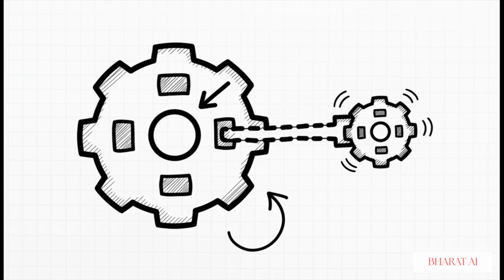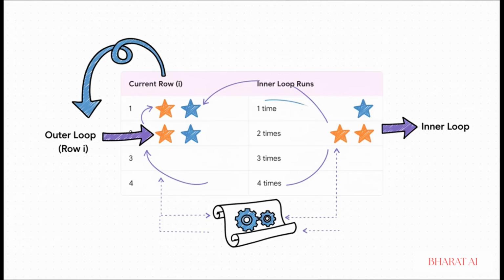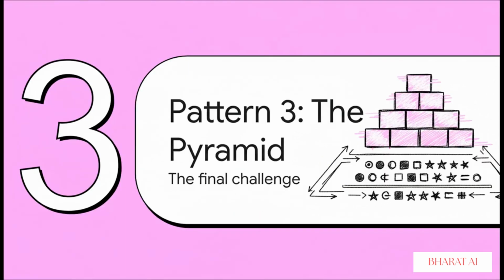We're basically going to tell the inner loop, hey, before you run, just do me a favor and check which row number the outer loop is currently on. And just look at the result. If the outer loop says, hey, I'm on row 1, the inner loop goes, got it, I'll run just 1 time. If the outer loop is on row 2, the inner loop runs 2 times. We've made our blueprint intelligent. The number of stars it prints is now directly tied to whatever the current row number is. Pretty cool, huh?